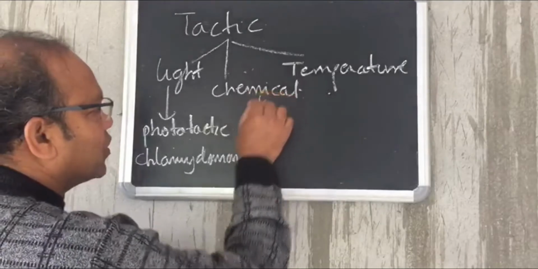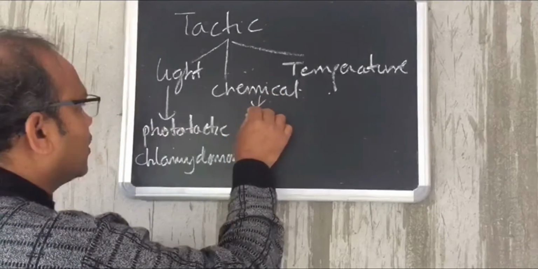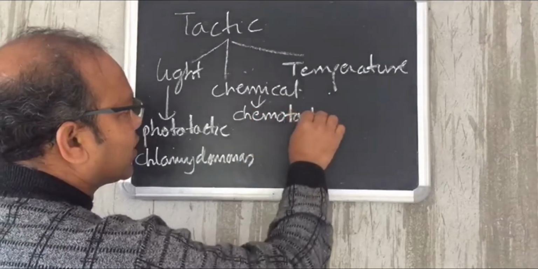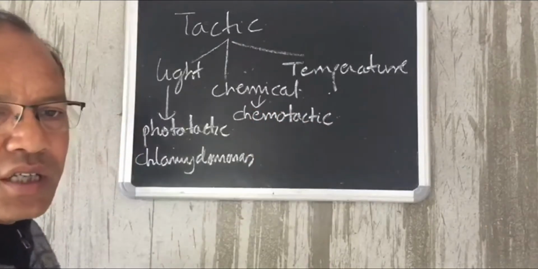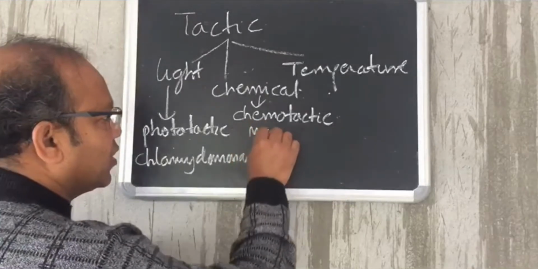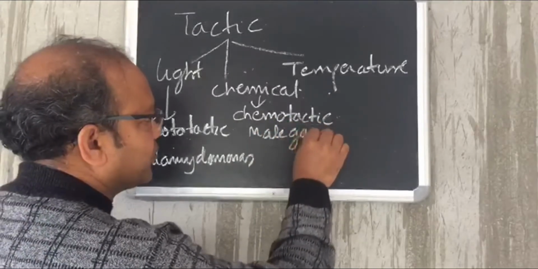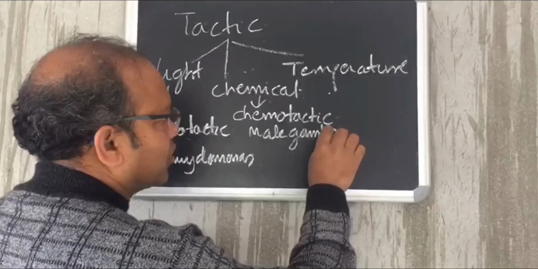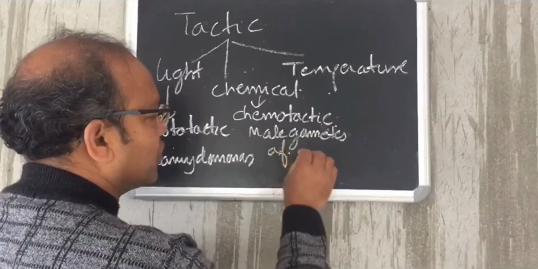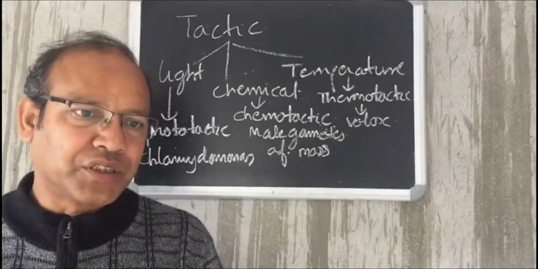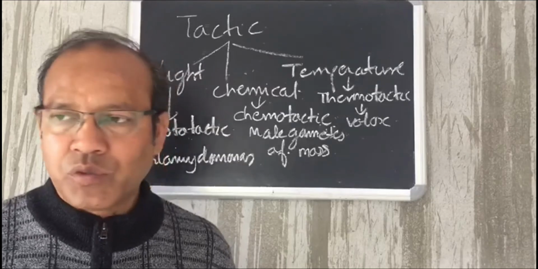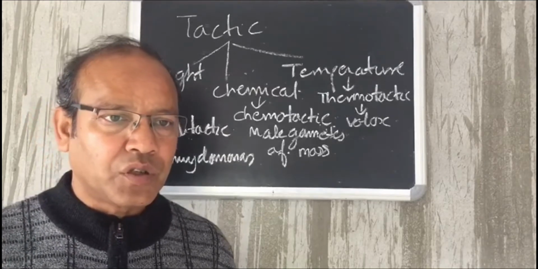In chemotactic movement, when chemical is the stimuli, it is called chemotactic. And the example we can discuss here is the male gametes of moss. Body moves from one place to another. This is a movement of locomotion, and it is an induced movement of locomotion.